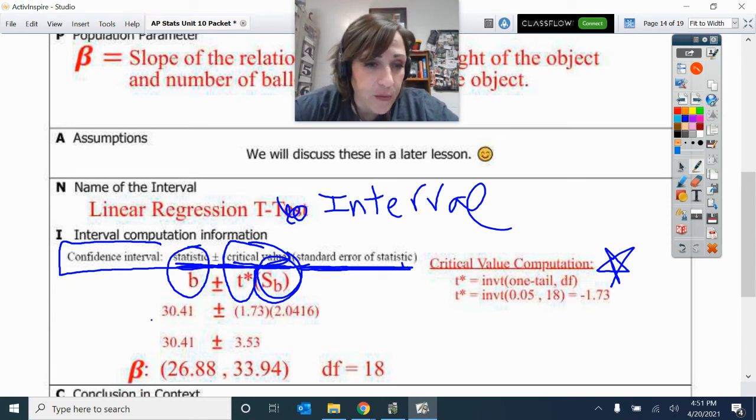So now I'm going to do this. Here we go. There's the slope. These numbers I'm getting straight from up above. This one I got from the computer printout, the little b. This I got from the computer printout, the S of B.